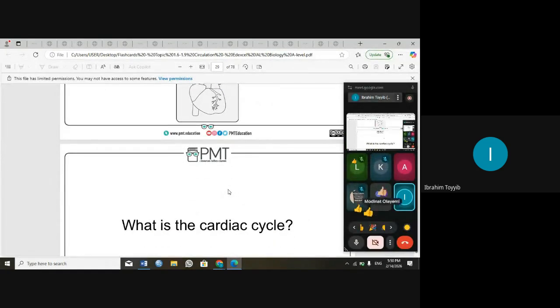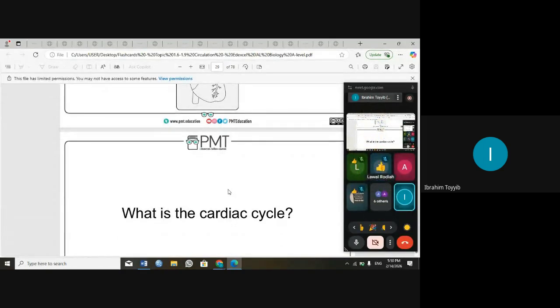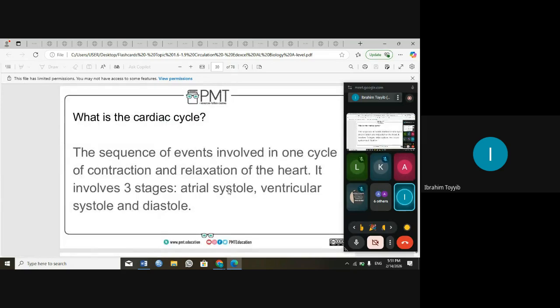Have you done anything on the cardiac cycle today? Have you heard of the cardiac cycle? What do you know under the cardiac cycle? It consists of what? It consists of systole and diastole. And systole consists of what? Two things, Abi. What type of systole?